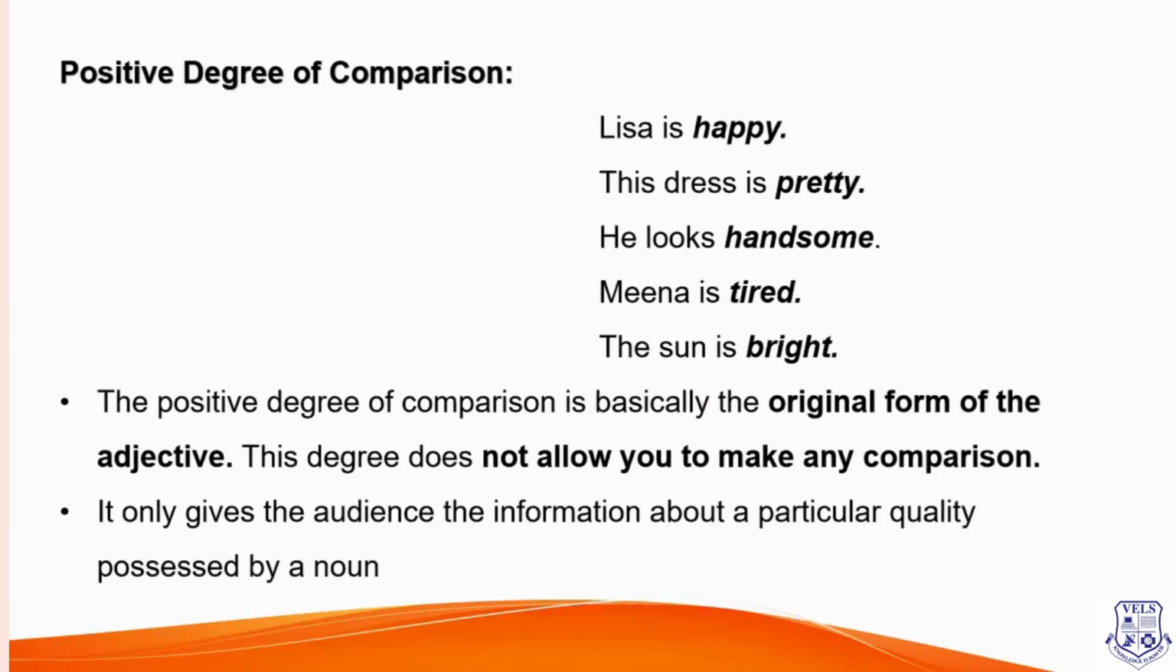Now, look at these examples. Lisa is happy. This dress is pretty. He looks handsome. Meena is tired. The sun is bright. Look at the adjectives: happy, pretty, handsome, tired, bright, etc. So, as we discussed earlier, the adjectives or the adverbs in the sentence explain the degree of comparison. So here, we discuss the positive degree of comparison, which means these adverbs and adjectives have the original form. When they possess the original form, there is no comparison done between them.